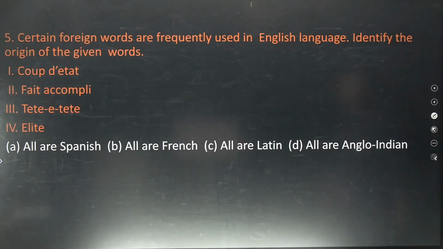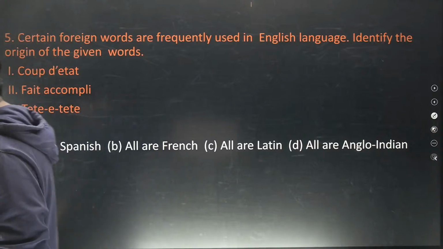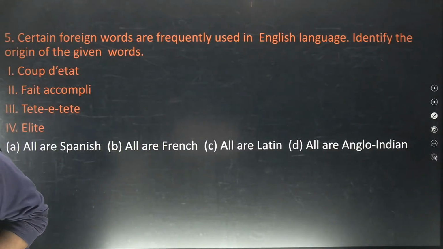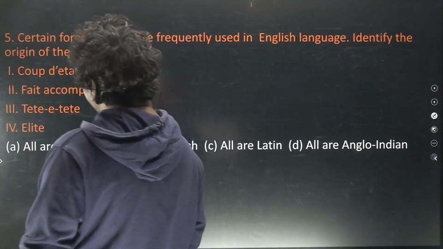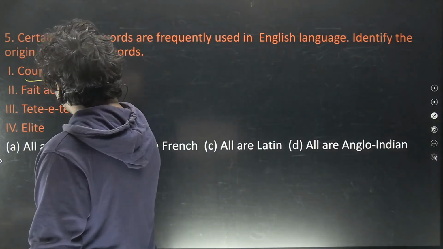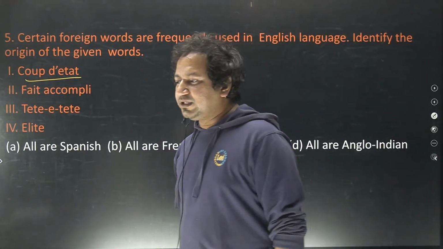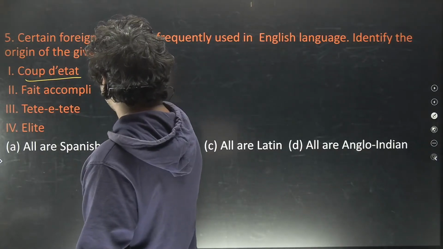All right, coming to the next question. Certain foreign words are frequently used in the English language. Identify the origin of the given words. Wow. This is more of a question of GK, less of English, less of verbal, isn't it? The first word, what do we call it? It's called coup d'etat. It's not coup, it's coup d'etat. Okay, so we call it coup d'etat.